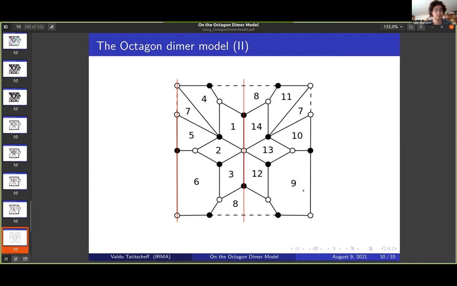To conclude, I just presented how to construct complicated dimer models with constraints using the triple point diagram technology. And thanks for your attention.